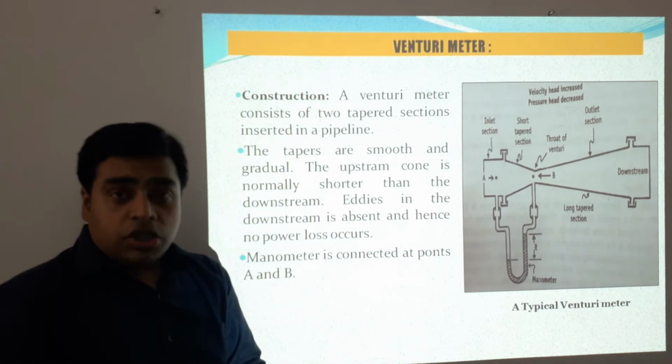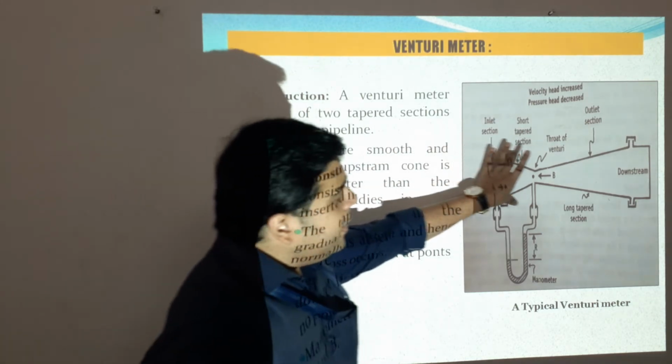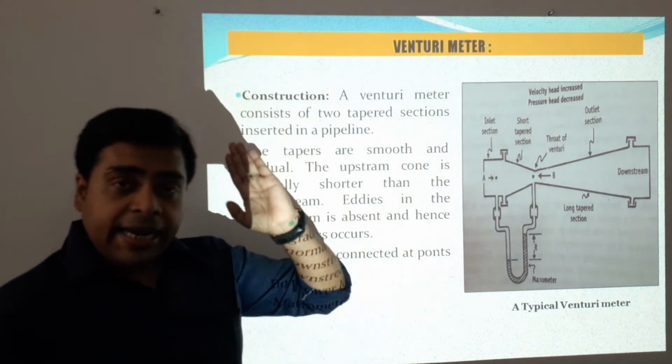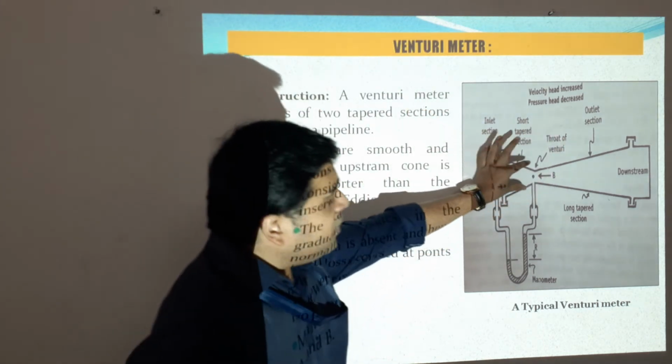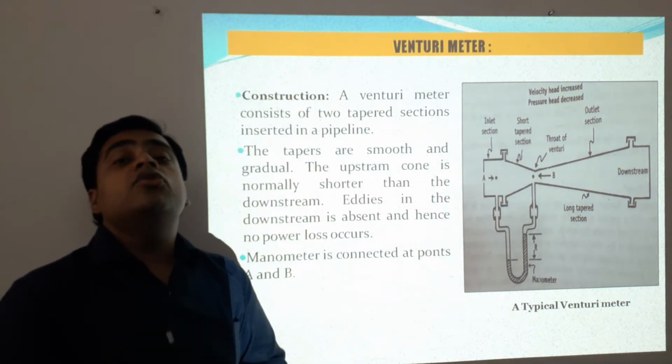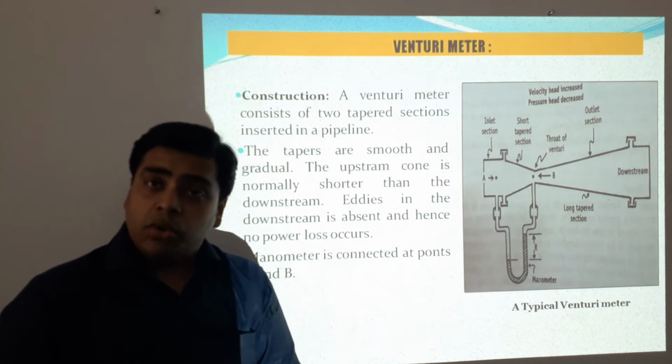Let us come to its construction. Simple, inside a simple pipe this venturimeter is being fitted, and it is fitted such that this particular constriction point occurs, and that constriction point is point B, or it is known as the throat of the venturimeter.